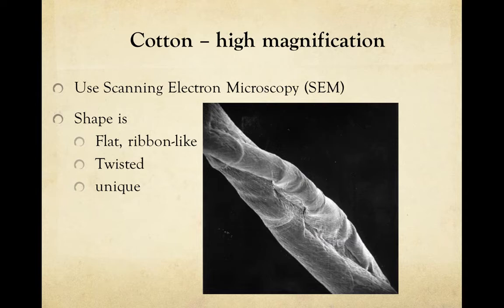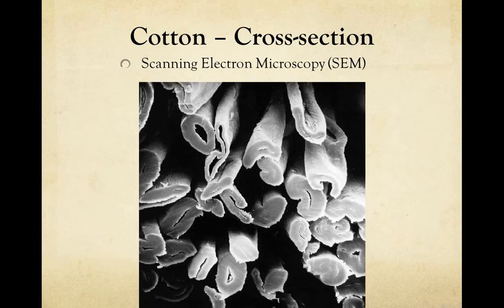So here is cotton under very high magnification. This is actually using a SEM, which is a scanning electron microscope. So you can see here that it has a really unique shape. It's flat and ribbon-like and twisted. And as you'll see in the upcoming images, it can be quite irregular. So here is another image of cotton under SEM. See how they each take a general form that is flat and ribbon-like and twisted, but each one is still a little bit different. So there aren't any two cotton fibers that quite look the same, even though they do take the same general form. And that's important, and we'll come back to that later.